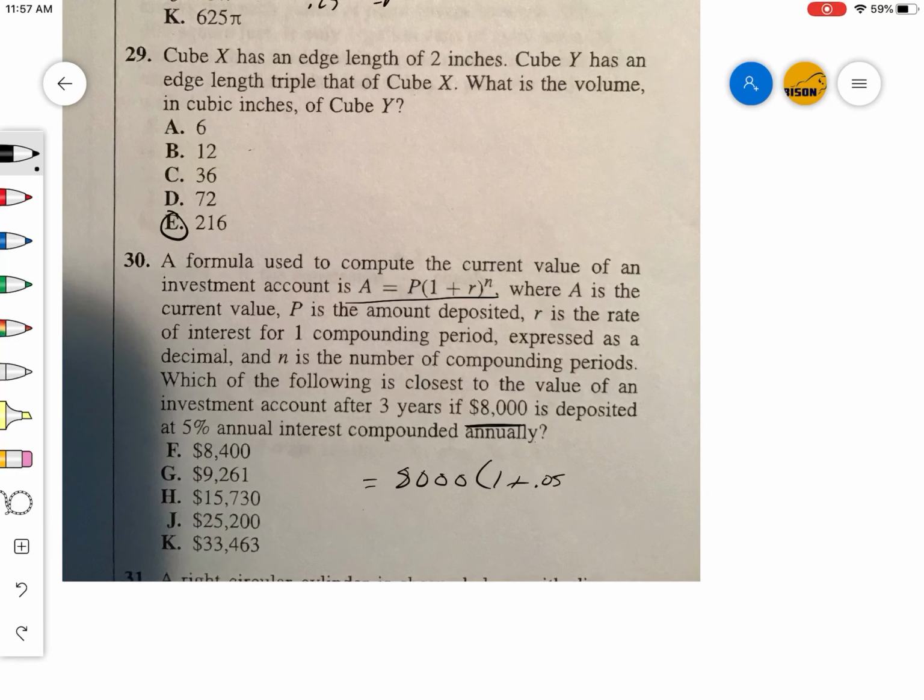So R would be 5. Do we need to put that as 0.5, 0.05? I think we probably should, because 5% represented as a decimal would be 0.05. And then to the power of n, so n is the number of compounding periods. All right, so if it's compounded annually, that means it's only compounded once a year. Okay, is there any more information that they gave us? Yes, they said after 3 years.